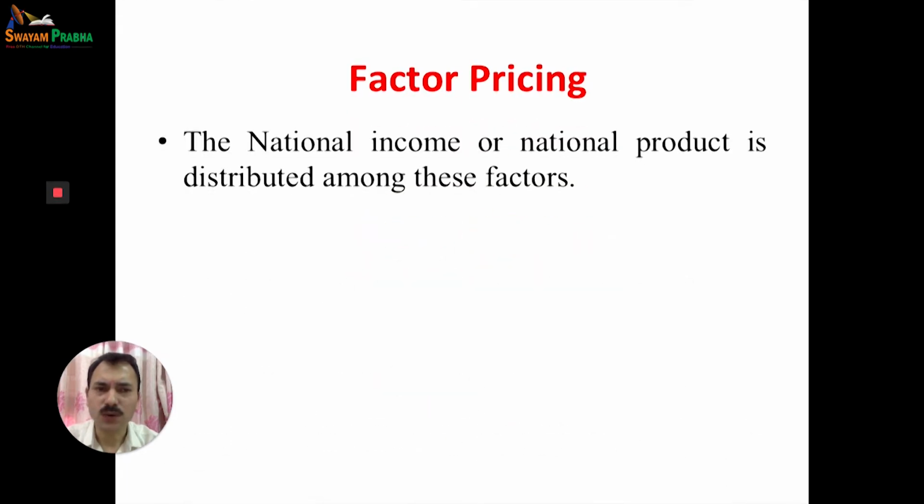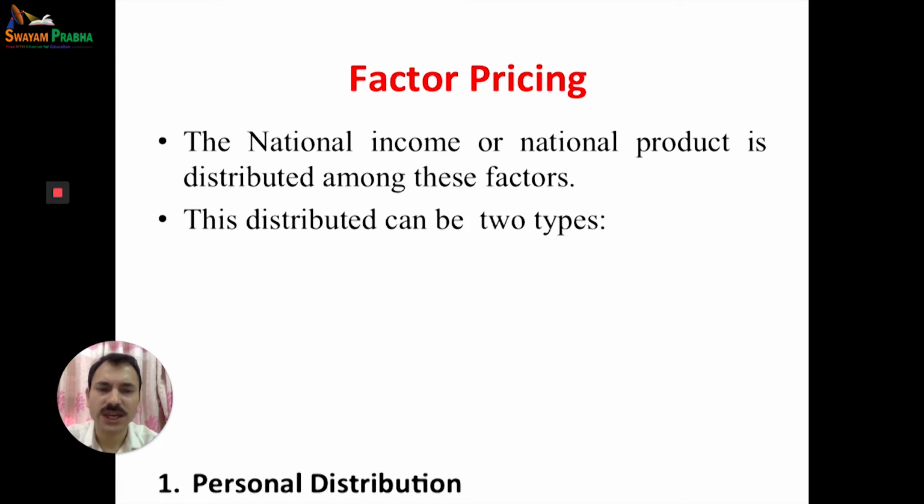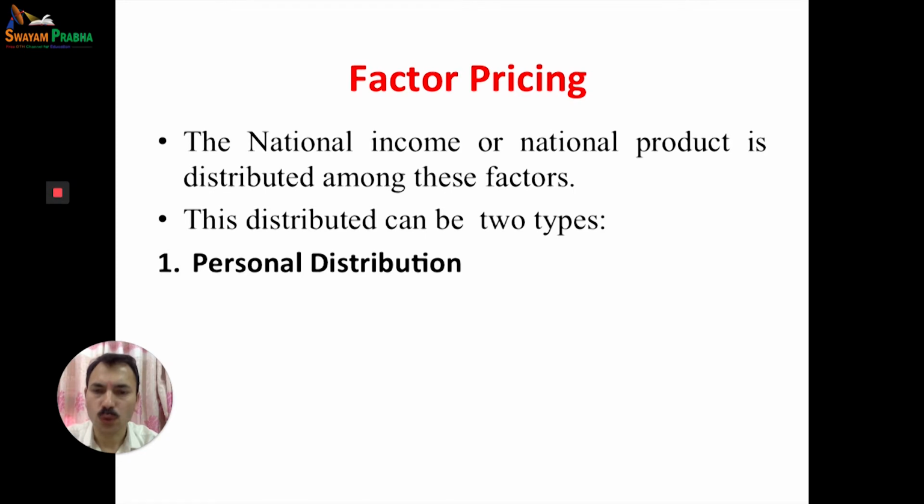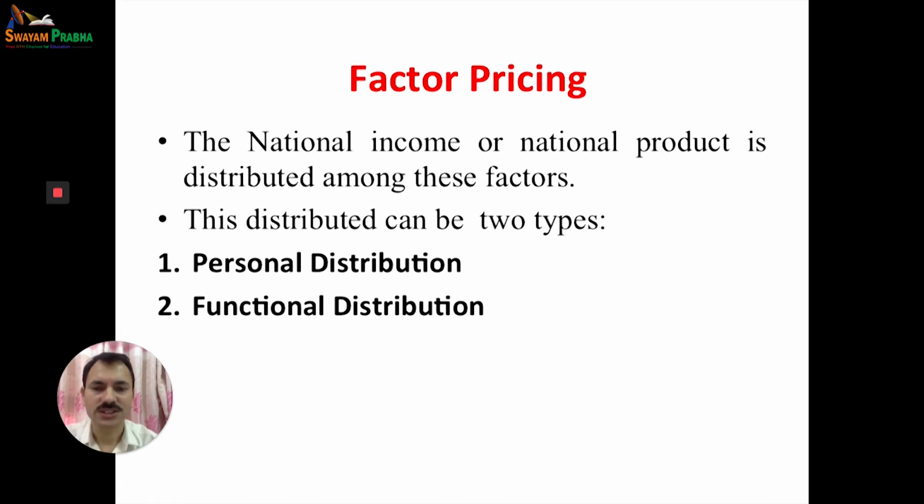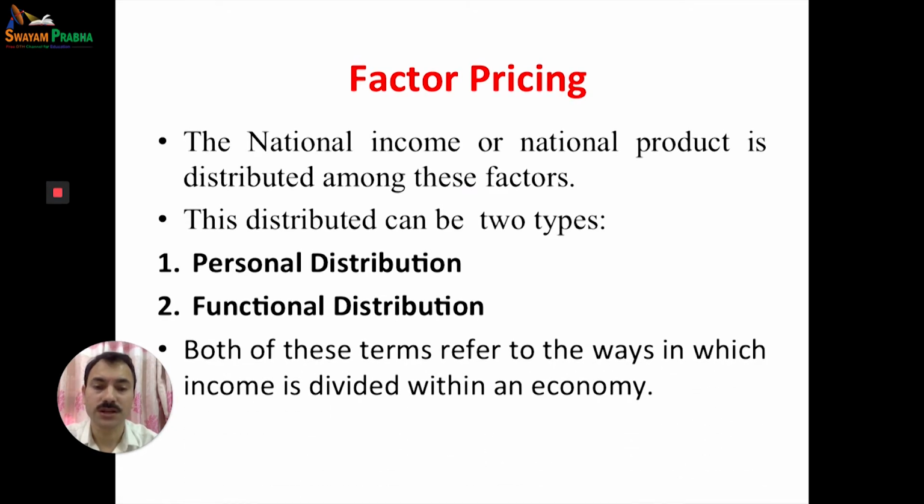The national income or national product is distributed among these factors of production. And this distribution can be of two types: one, personal distribution, and two, functional distribution. Both of these terms refer to the ways in which income is divided within an economy.